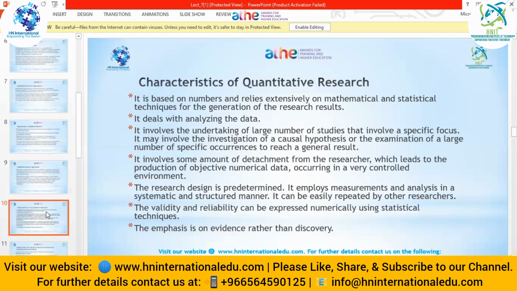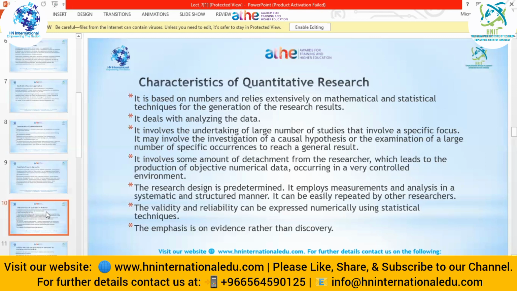It involves some amount of detachment from the researcher, which leads to the production of objective numerical data occurring in a very controlled environment. Detachment means we have to take a side from the researcher, from what particular things we have researched. Now you have to observe it by yourself. You will become a researcher on your own, which leads you to a good part of research or a good part of the data, because you will be the observer also.